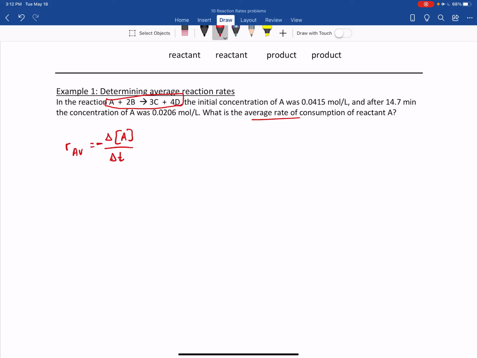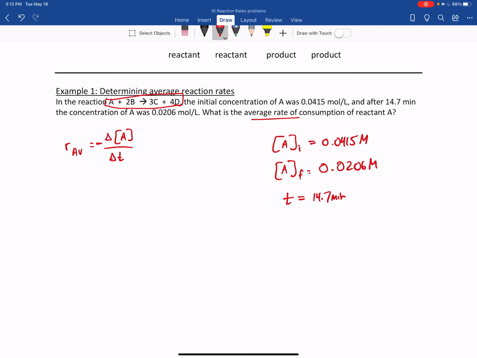Okay. Let's list our variables. The initial concentration is equal to 0.415 moles per liter. The final concentration is equal to 0.206. We were then given time as 14.7 minutes. Now that's too long of a time interval. We would never report a rate as something per minute because it's changing by the second. So we'll multiply this by 60, get 882 seconds, and now we can substitute those values in. All right, and we'll get an accurate average rate per second.